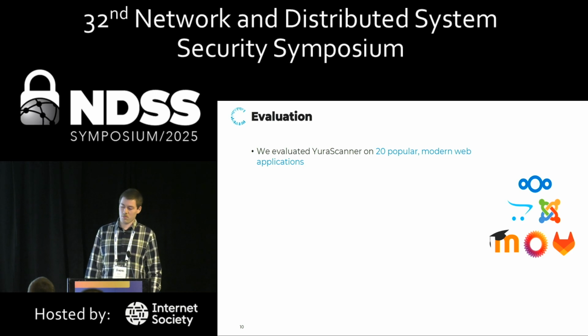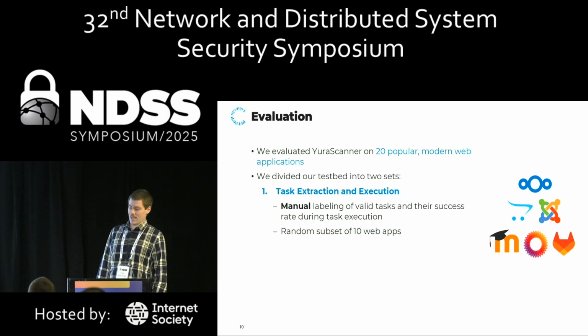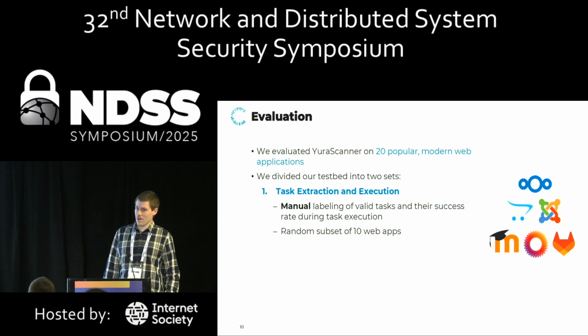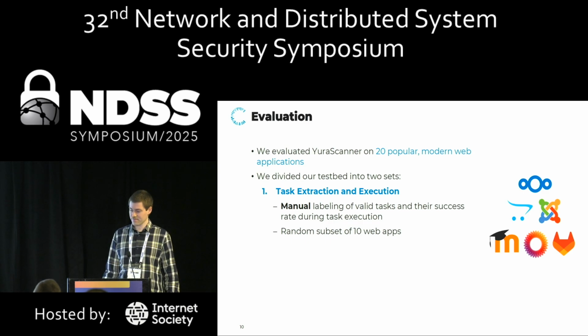To evaluate the performance of YuraScanner, we selected a testbed of 20 popular and modern web applications, such as GitLab and also Joomla, and we divided this testbed into 2 sets. In the first set, we manually labeled whether the generated tasks were valid, and if so, if they were executed successfully. But since this involved manually labeling a few thousand tasks, we actually had to restrict ourselves to a random subset of 10 web apps for this evaluation.